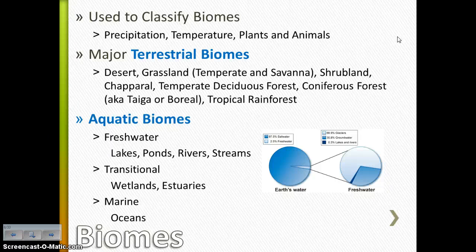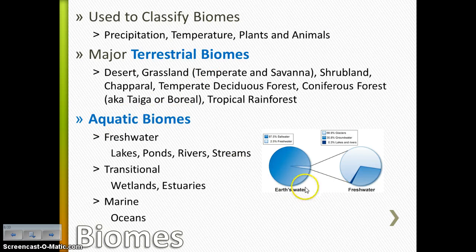It's having similar of these 4 categories: precipitation, temperature, plants, and animals. Sometimes you'll hear it as 3 major categories, and that's because precipitation and temperature make up the climate, so sometimes you'll hear climate, plants, and animals. Okay, so there are your major terrestrial biomes or land biomes. Here are your major aquatic biomes.